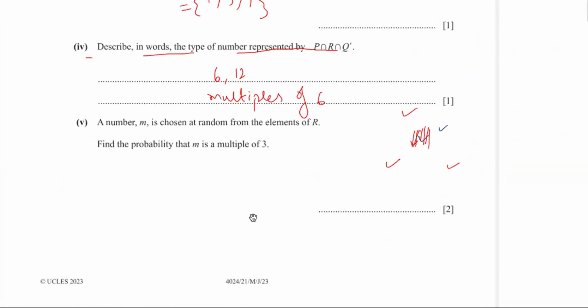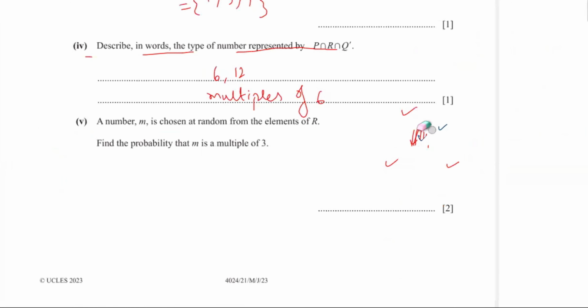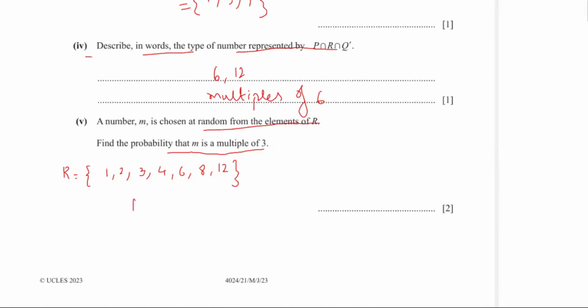Next, part 5. In this part, a number m is chosen at random from the elements of R. Find the probability that m is a multiple of 3. Now the probability that m is a multiple of 3.